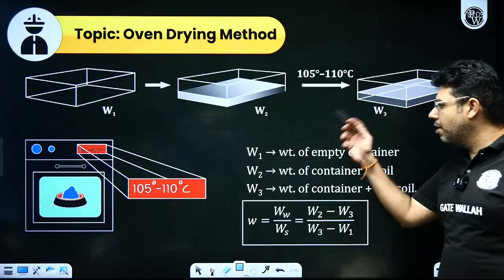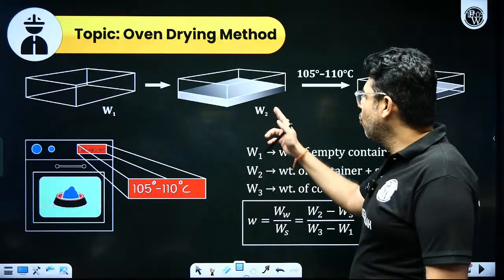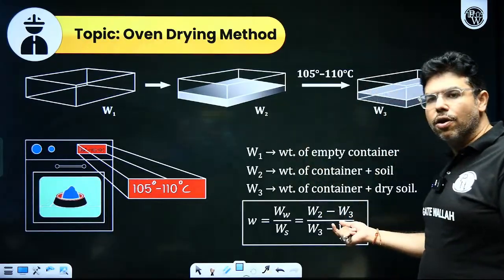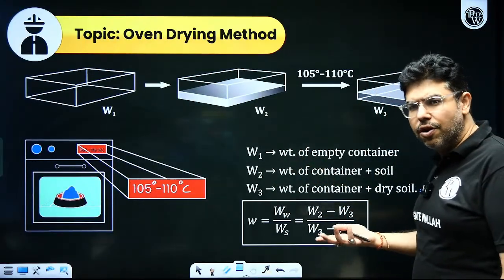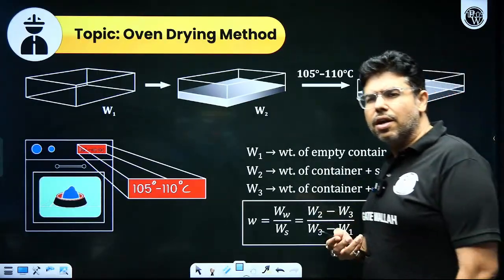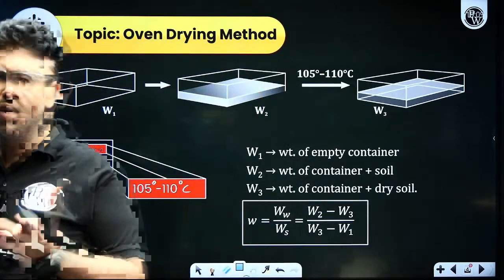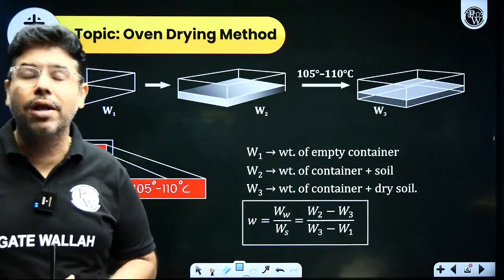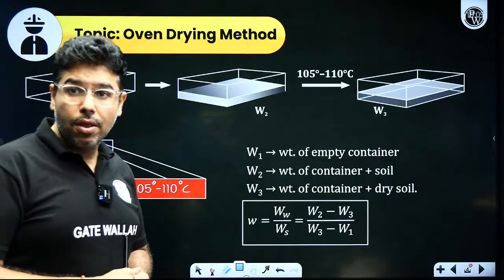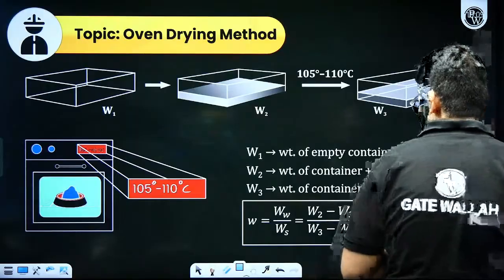So with these three readings, you can easily calculate the water content. W2 minus W3 is the weight of water, and the weight of solid, that is the weight of dry soil, is W3 minus W1. So like this, we can calculate the water content using oven drying. This is a very simple method, the first test that you have done in your lab after the sample is brought from the field.